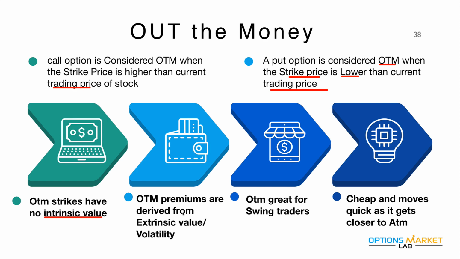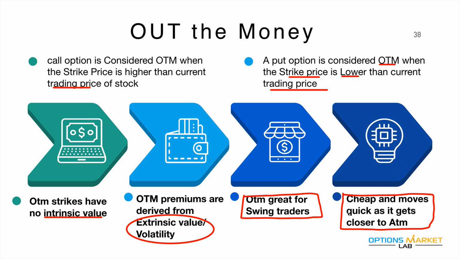Out of the money premiums are derived mainly from extrinsic value and volatility. Okay, we are going to go over this in a little bit. Out of the money are great for swing traders and they are cheap. And as they move closer to at the money or into the money, the premium jumps up very, very quickly.